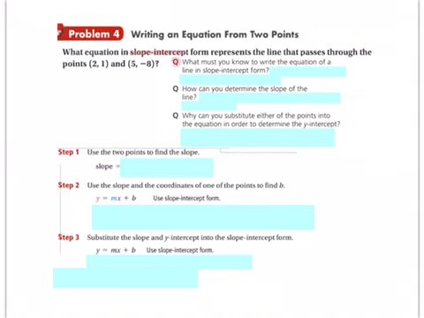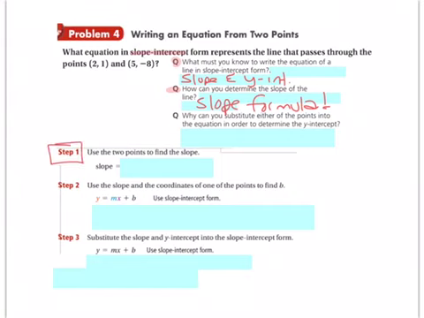It's saying, okay, what must you know to write an equation in slope-intercept form? We need to know 2 things. We need to know the slope and the y-intercept. The next question is saying, well, how can you determine the slope of a line? Well, since they gave me 2 points, I'm going to use the slope formula. And so let's go ahead and take a moment and do that.